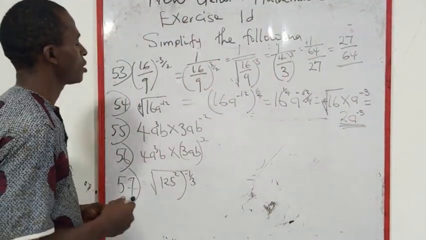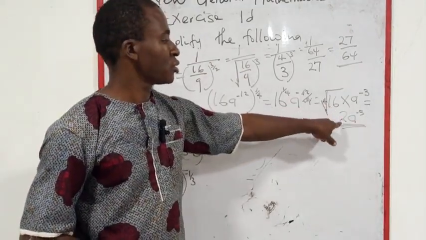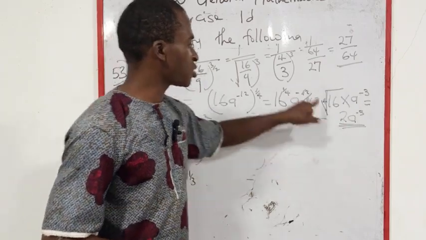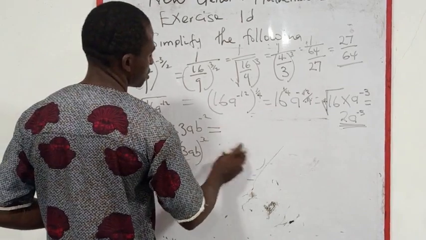2a raised to power minus 2. We've done the fourth root of this, which is 2. And this one has been simplified already before now. Then the next one is this.